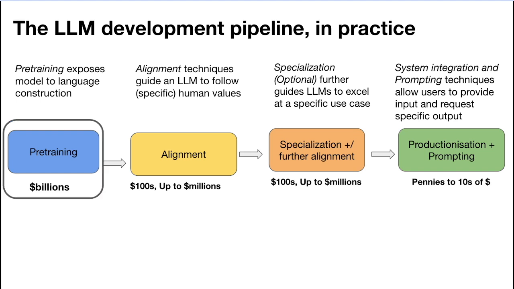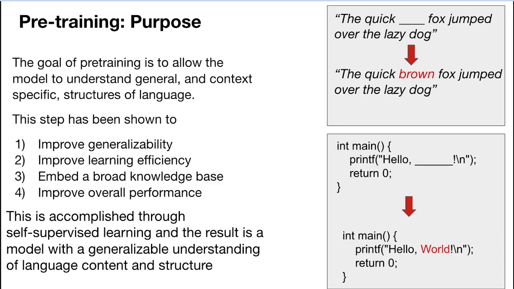The first step is pre-training, which is exposure of the model to what a language is and how it's constructed. As mentioned, for the highest performing model, this costs billions of dollars and consumes huge amounts of energy and time to complete. Creating these pre-trained models, rather than just trying to train a model starting with the specific task you want to accomplish, has been shown to improve generalizability, learning efficiency, and overall performance.